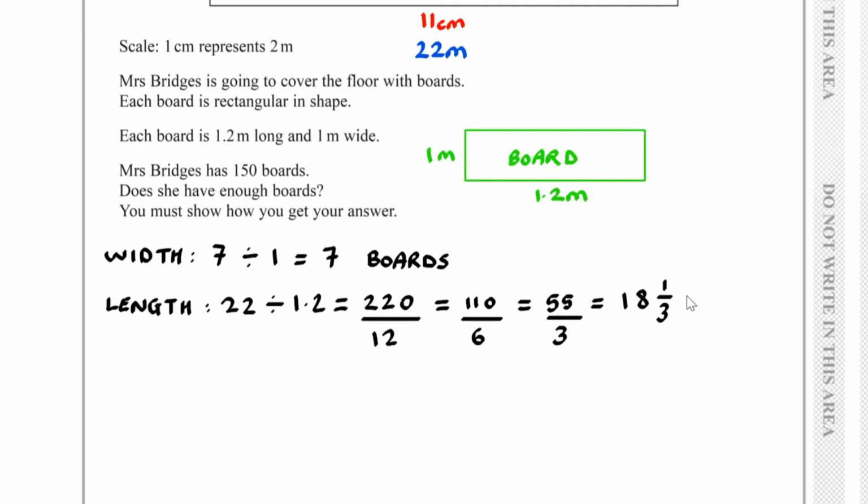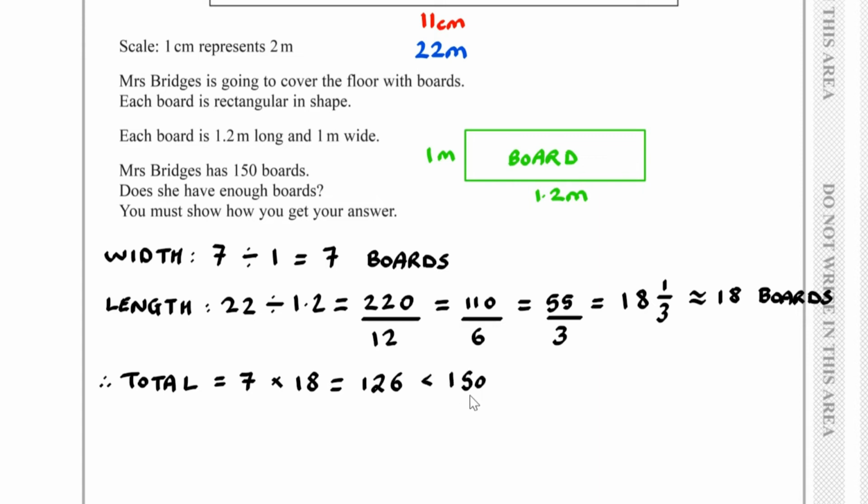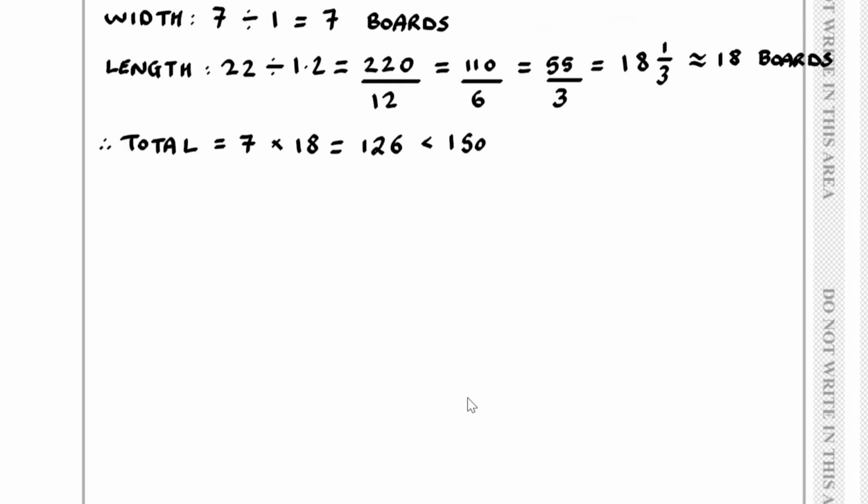So we'll say that we'll get 18 boards going across. So to find out how many she needs, we would have 7 times by 18, which is 126 in total. This is less than the 150 which she has available. So does she have enough? Yes, she has enough.